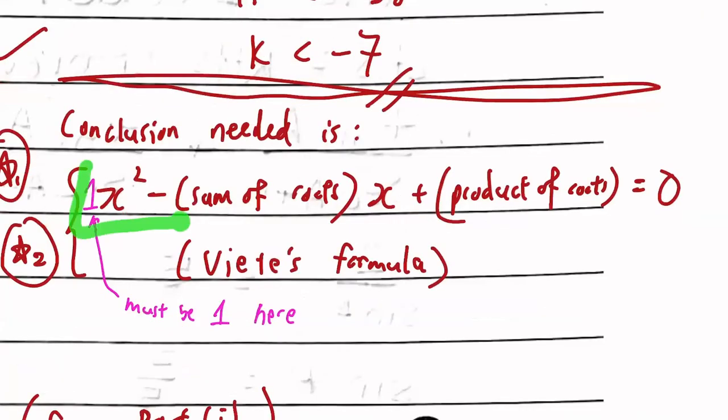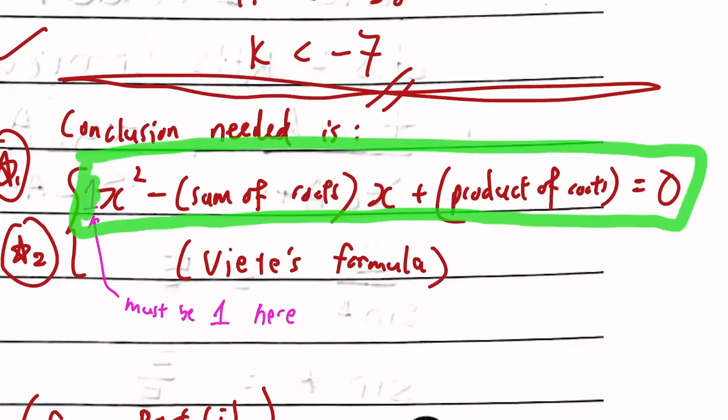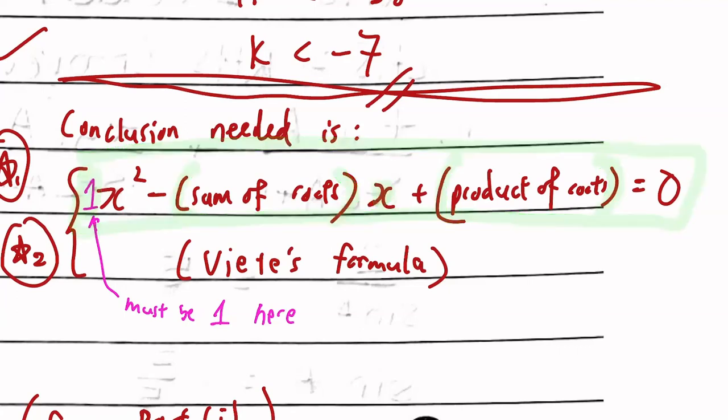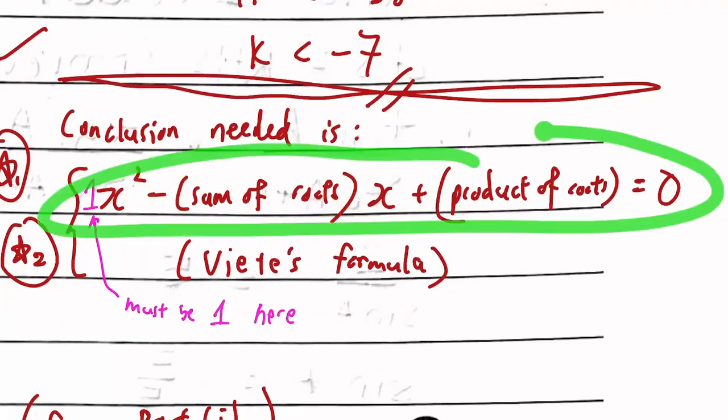A quadratic equation is always of this form: 1x squared, positive 1x squared, minus the bracket sum of the roots multiplied by x, plus the bracket product of the roots, is always equal to 0. This bracket is not needed, but this bracket is needed. You must have a minus in front of the sum of the roots, must multiply a negative 1. So this is the final conclusion, which is the quadratic equation that they are looking for.